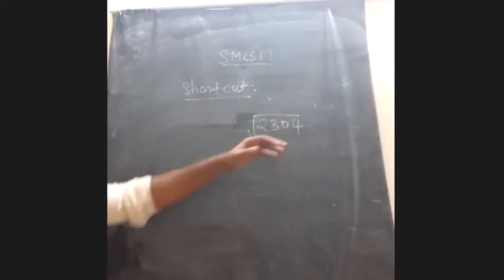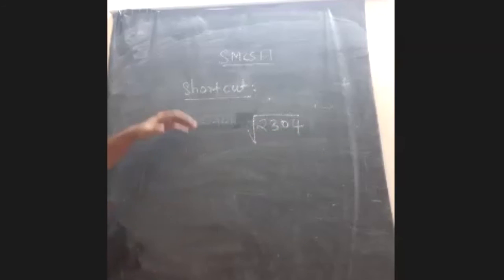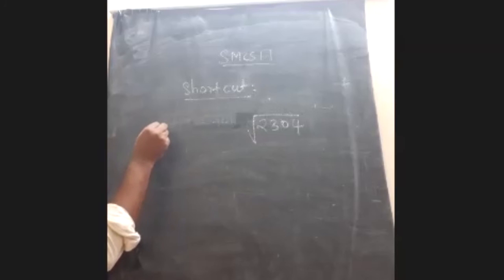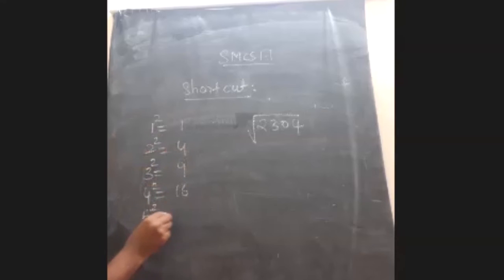Before we start to find the square root of this number, I just want to tell you a small concept. You have to remember squares. What is 1 square? 1 square means 1 into 1, which is 1. 2 square is 4. 3 square is 9. 4 square is 16. 5 square is 25. 6 square is 36. 7 square is 49. 8 square is 64. 9 square is 81 and 10 square is 100.